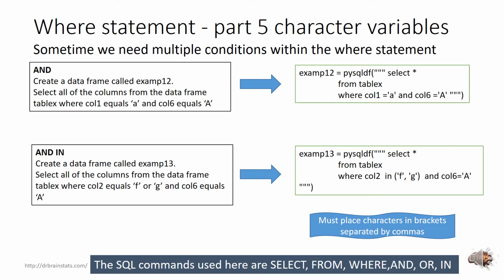Our final slide, covering the basics, shows multiple conditions within a where statement using character-based variables. For the and statement, we just want to show where col1 equals lowercase a and col6 equals uppercase A, and we can see that in the where statement. And finally, we can use the and statement and the in statement together, as shown in example 14. You just must place characters in brackets separated by commas.